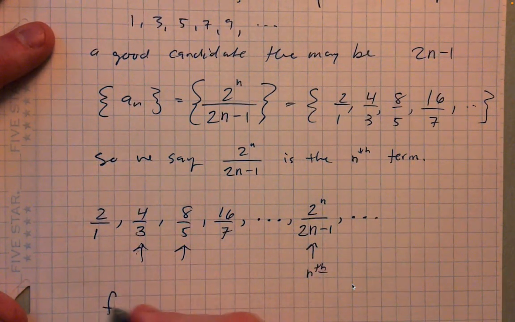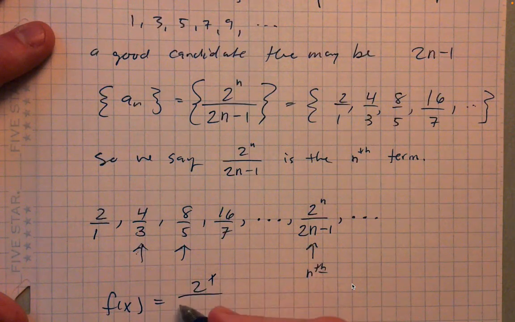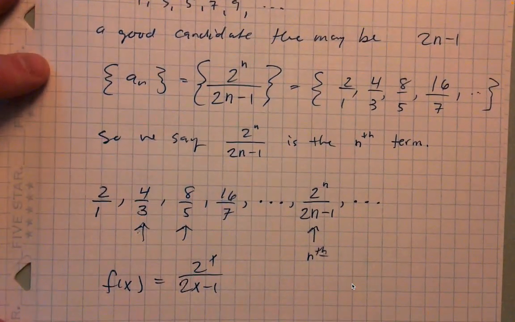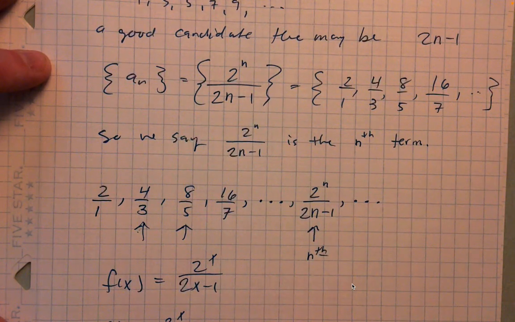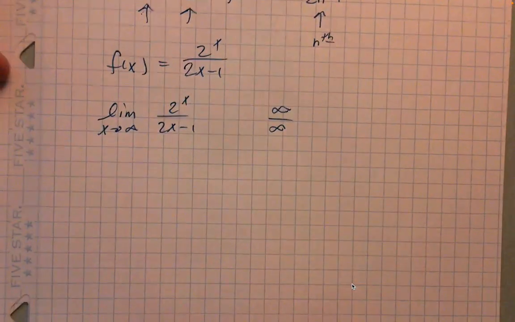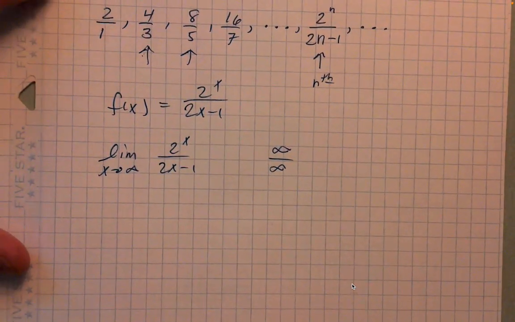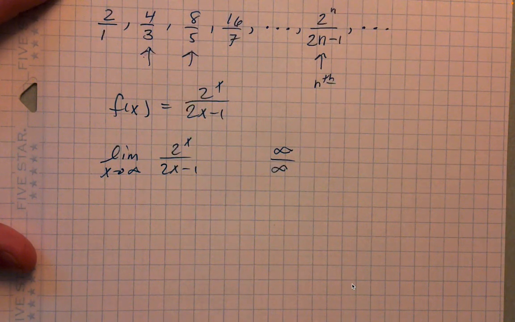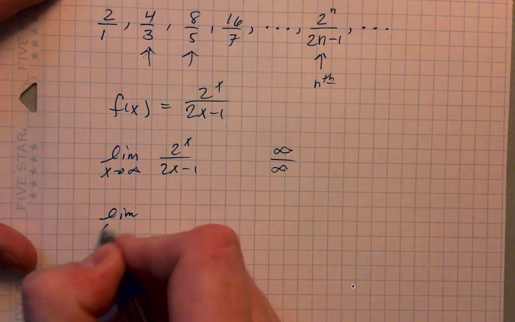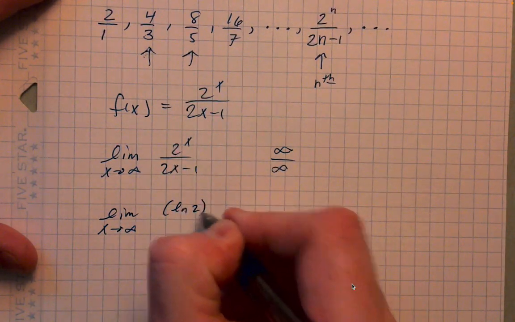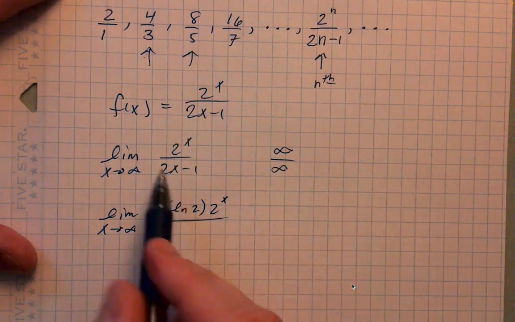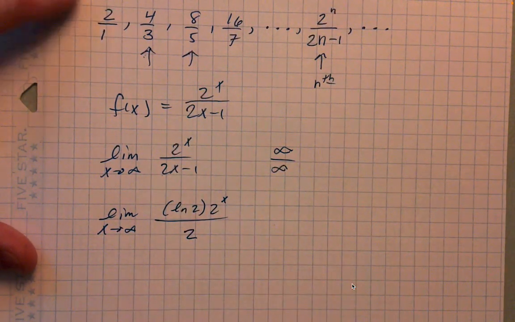But we could also figure this out. Let's think of this as f of x equals 2 to the x over 2x minus 1. And the limit there, what happens? Well, this is infinity over infinity, so we'll have to use L'Hopital's rule here. We need the limit of the derivatives. The derivative of 2 to the x is ln 2 times 2 to the x, and the derivative of 2x minus 1 is just 2.